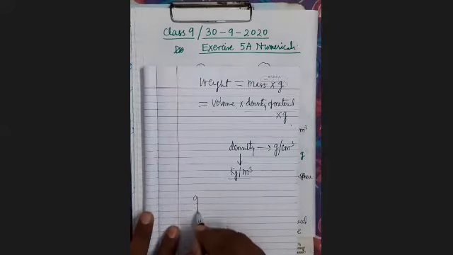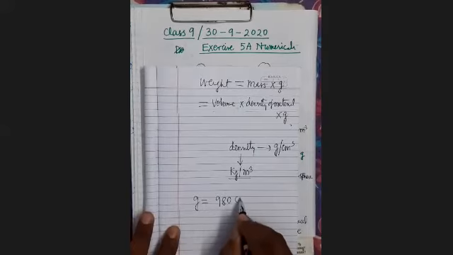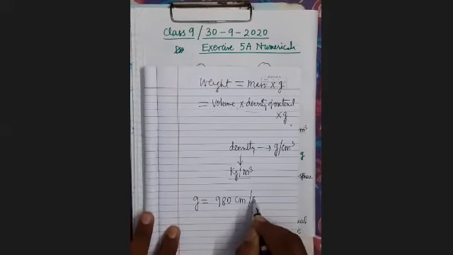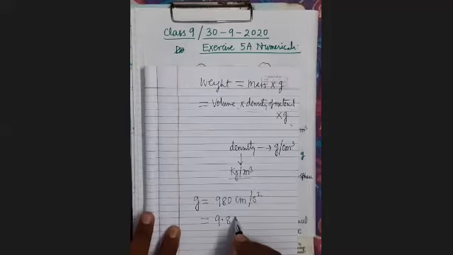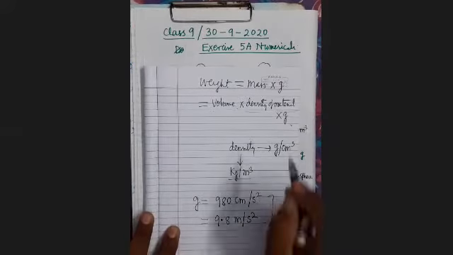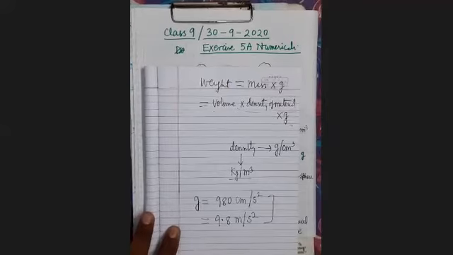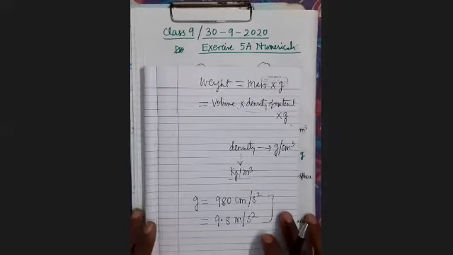What is the value of G in CGS system? Nearly the value is 980 centimeter per second square. In MKS system, it is 9.8 meter per second square. But generally in this chapter, we will not put the value. It's clear. And sometimes the value is provided.